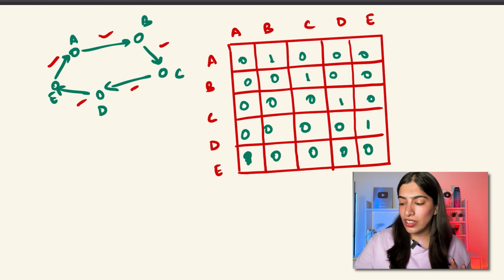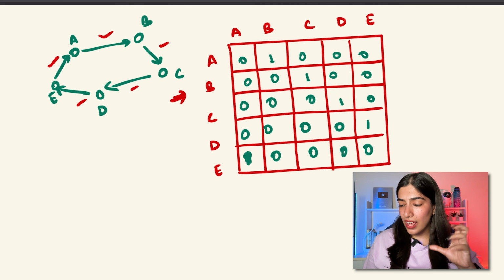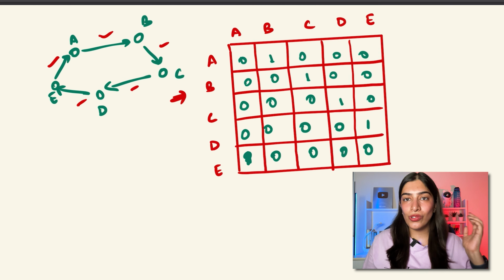Can you notice a lot of zeros in this matrix? There are only 5 ones, and the rest of the values are 0. It is also possible that there were only 3 edges or only 1 edge, and you're still going to end up taking 25 elements to store the entire thing. That doesn't make sense, right?